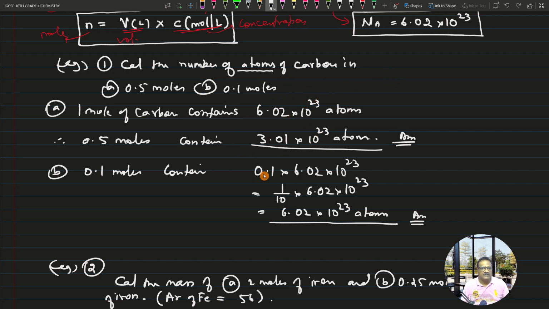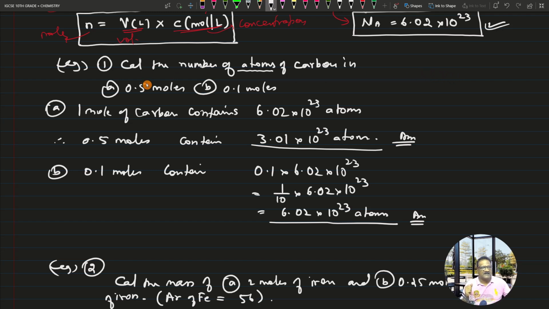Anyways, you need to do a lot of practice and these examples will help you in doing that. Example number one says: calculate the number of atoms of carbon in (A) 0.5 moles, (B) 0.1 moles. Looking at this question itself, you will come to know that they are asking you to find out the number of atoms. So you'll have to use Avogadro's number.